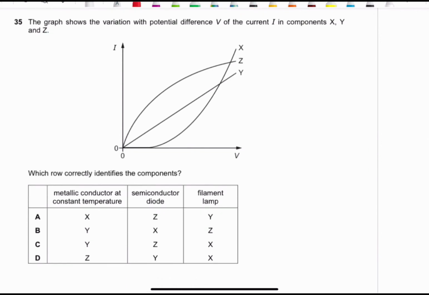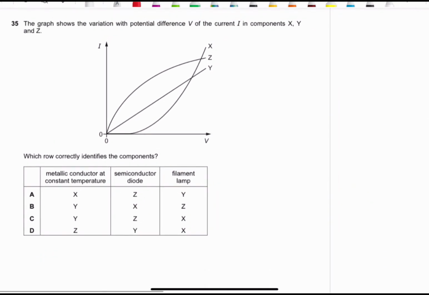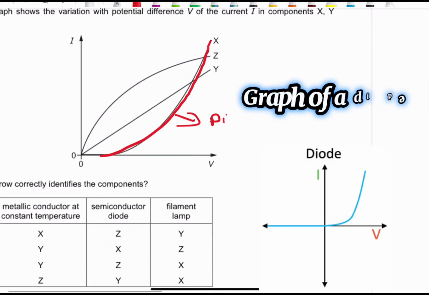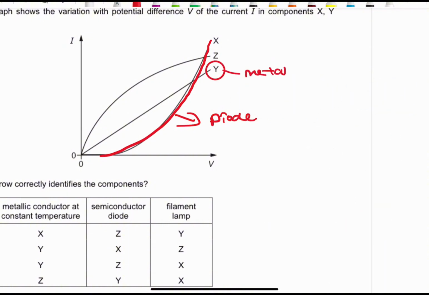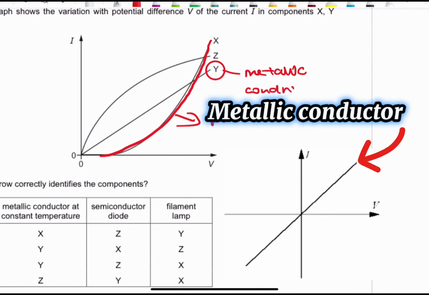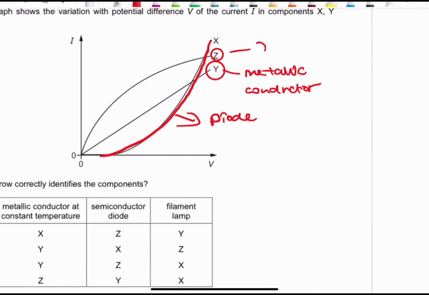The graph shows the variation with potential difference of current I in components X, Y, and Z. Which correctly identifies these components? As you can see on your right, those are the components that you need to know. You need to know the semiconductor diode, the metallic conductor, and the filament lamp. So basically, this is the graph of a diode, this is the graph of a metallic conductor, and this is the graph of a filament lamp.